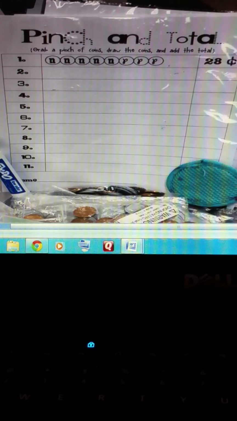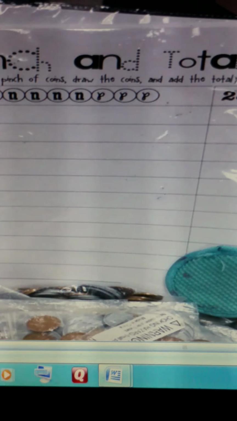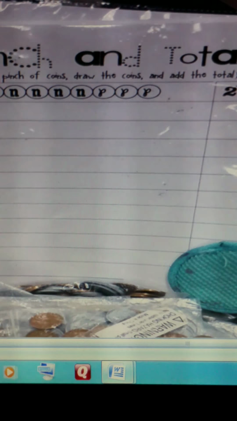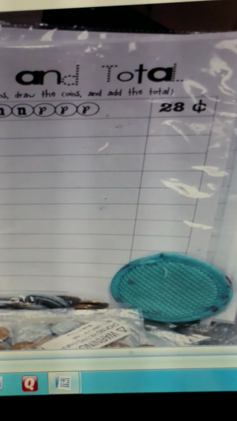First thing they need to do is draw their coins on their paper. So this student had 1, 2, 3, 4, 5 nickels. Then the student had 1, 2, 3 pennies, giving them a total of 28 cents.